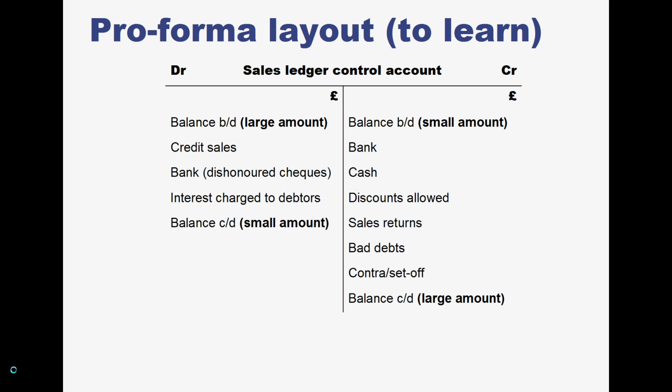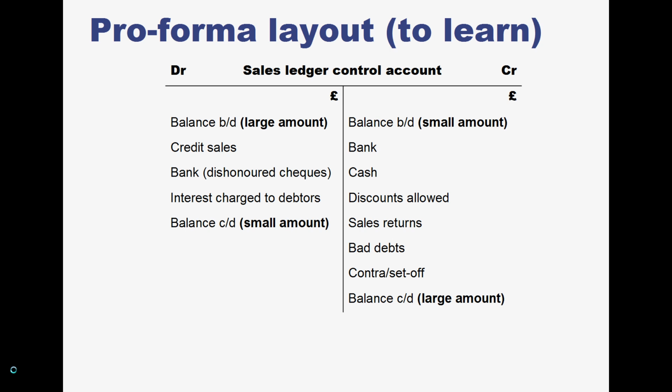Now, have a think, what do all these three elements linked to the first element, which is balance BD, have in common? Well, credit sales obviously increase debtors. Bank, in terms of a dishonoured check, is not bank as you would think in terms of paying money. It's actually said there as a dishonoured check. So let's just remind ourselves what dishonoured check means. Have a think for a moment.